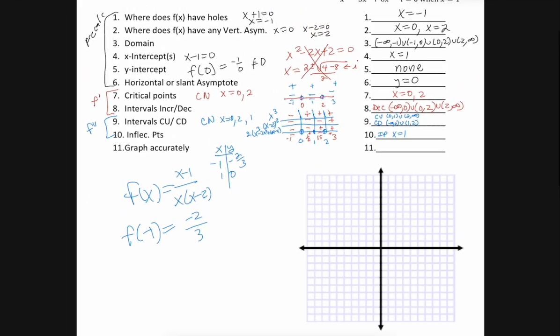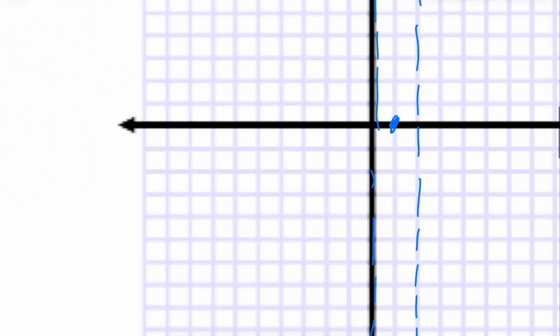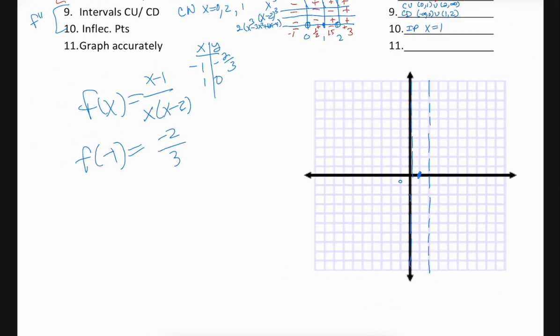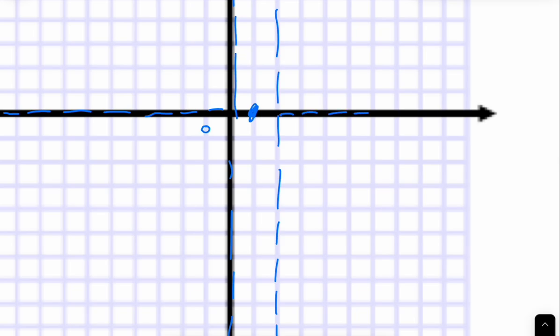Okay. So let's put our vertical asymptotes at 0 and 2. We know we hit the point 1, 0. At -1, -2/3, put an open circle on our graph. Our left end heads to 0. Our right end heads to 0.